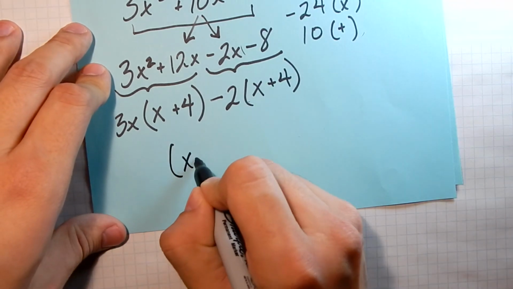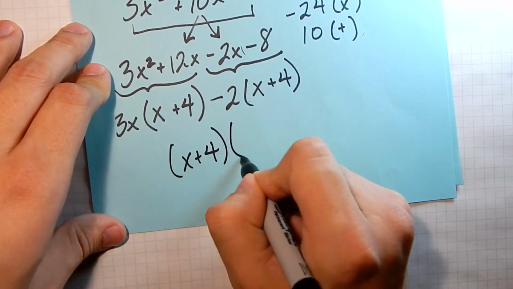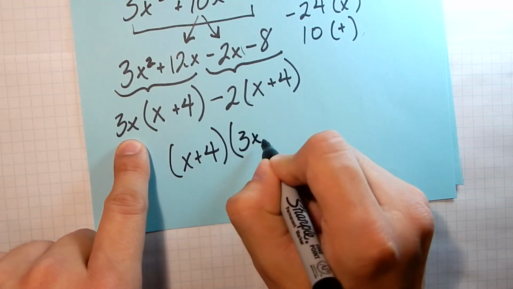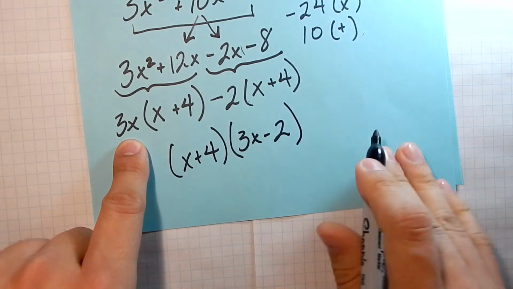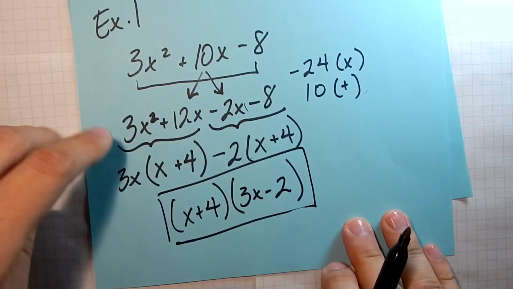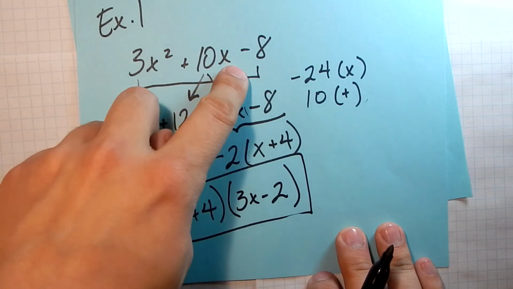So I can say x plus 4, and what I'm left with is 3x and a minus 2. And that is the factored form of 3x squared plus 10x minus 8.